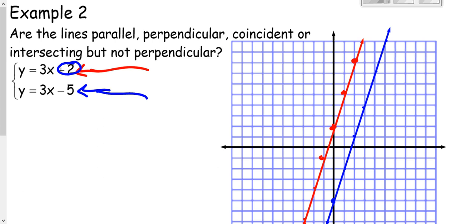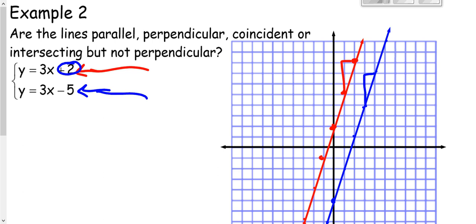Now, let's talk about what these two lines mean. Okay, so these lines, look at them. How many times are they going to cross? They don't cross, right? And they never will. That's kind of the important thing. Every time this blue line goes up 3 and over 1, this line is also going up 3 and over 1. They're never going to cross, okay?